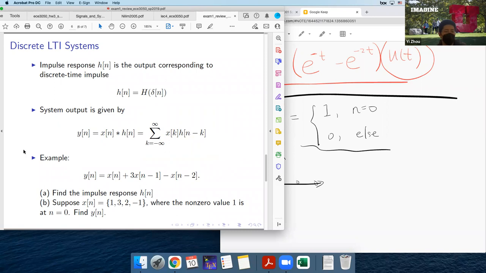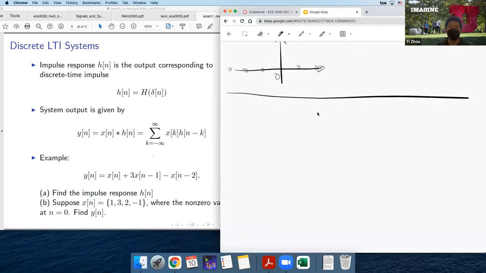Okay, now let's look at one example here about a discrete LTI system. So this is a discrete LTI system. The output depends on the present input and the past input, so it is also a causal system. The first part A is to find the impulse response h[n]. So how do we find the impulse response for this discrete time system? And the system equation is given here.